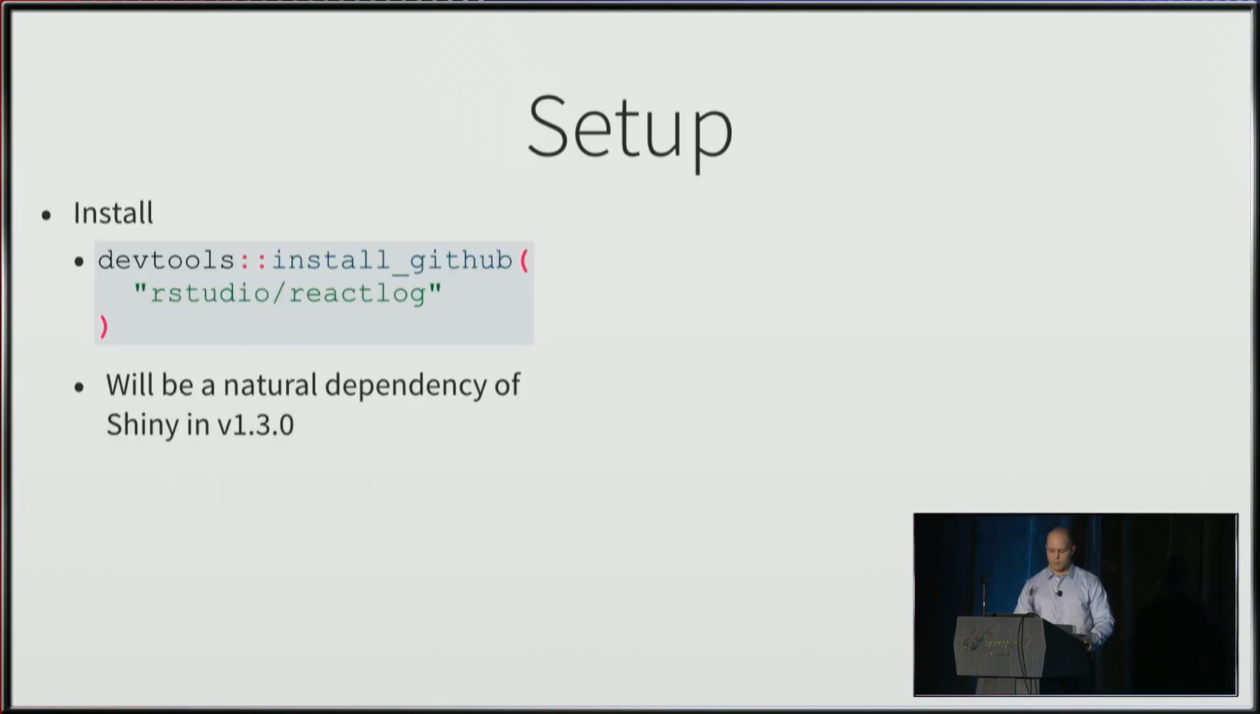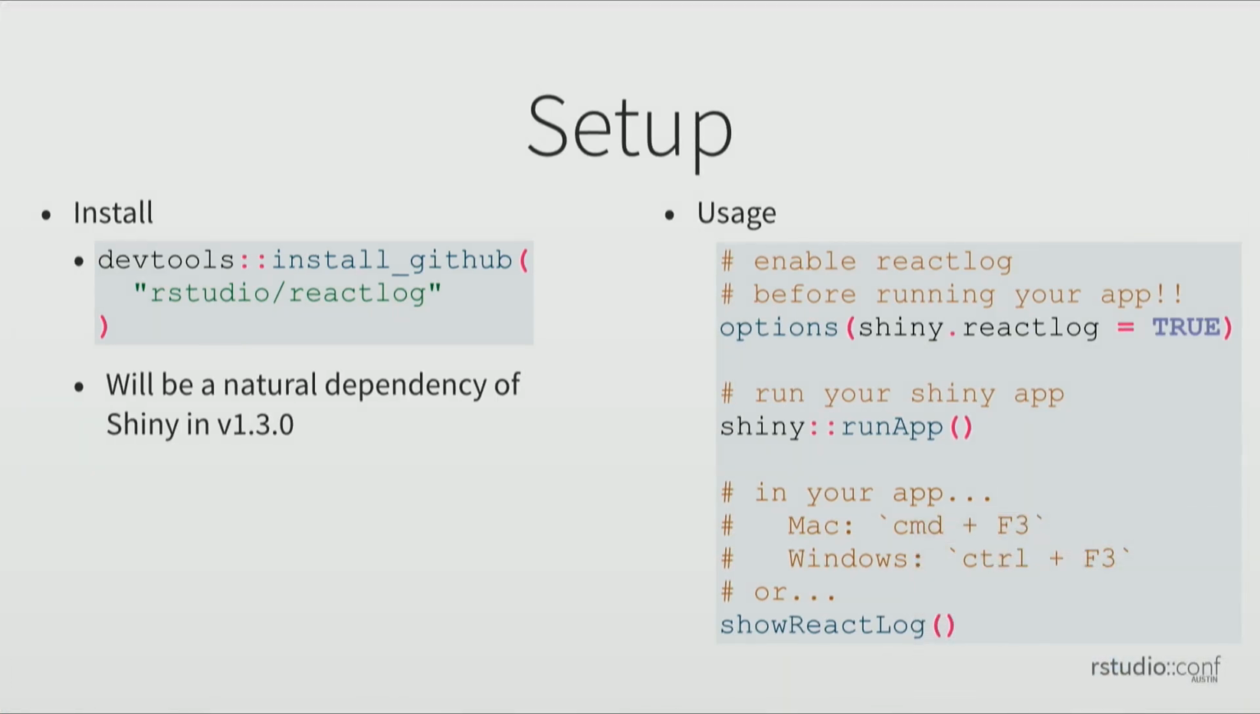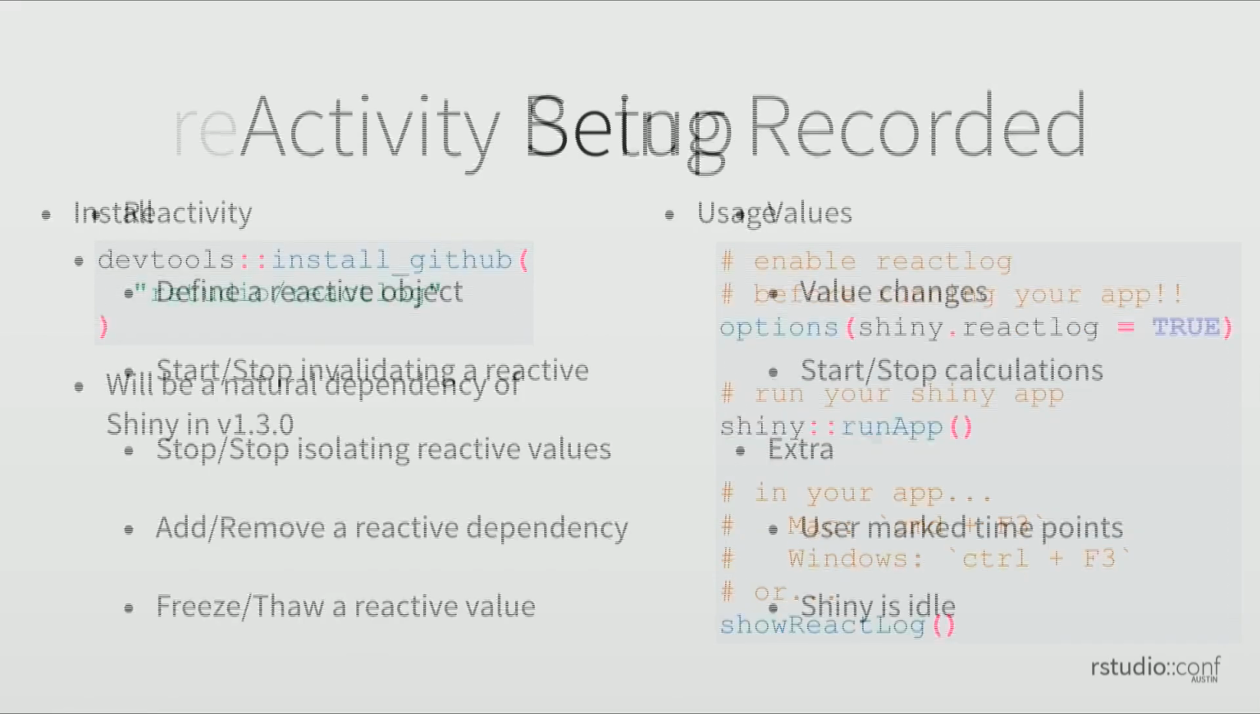So, setup. To install, currently it's on GitHub, so we'll use devtools to install from GitHub rstudio/reactlog. But it will be a natural dependency of Shiny 1.3, so just wait a few months when that comes out on CRAN. And for usage, set the option shiny.reactlog to TRUE, and then from then on it's just normal work. We'll run our Shiny app, and it'll start recording all of that history. And then finally we'll press Command F3, which is the legacy Reactlog key combination, or Control F3 if you're on Windows.